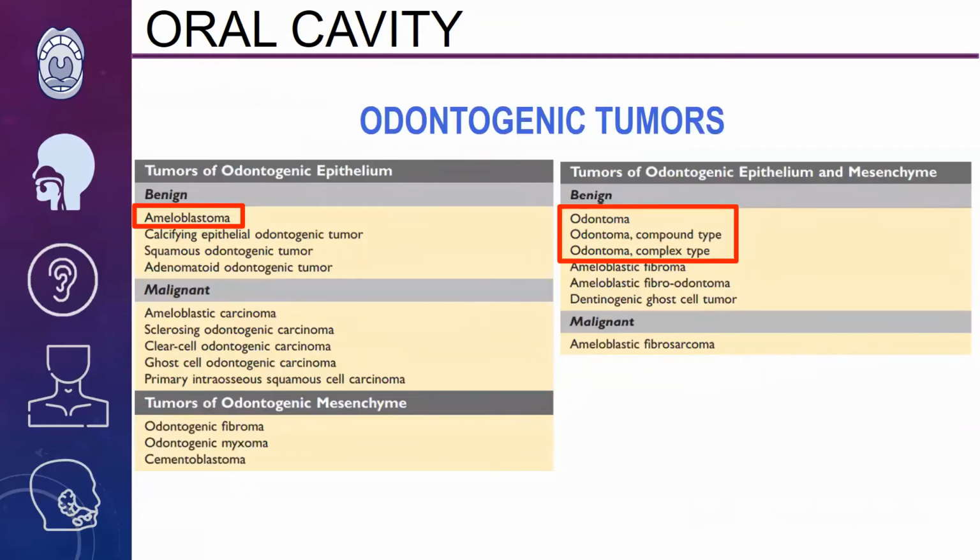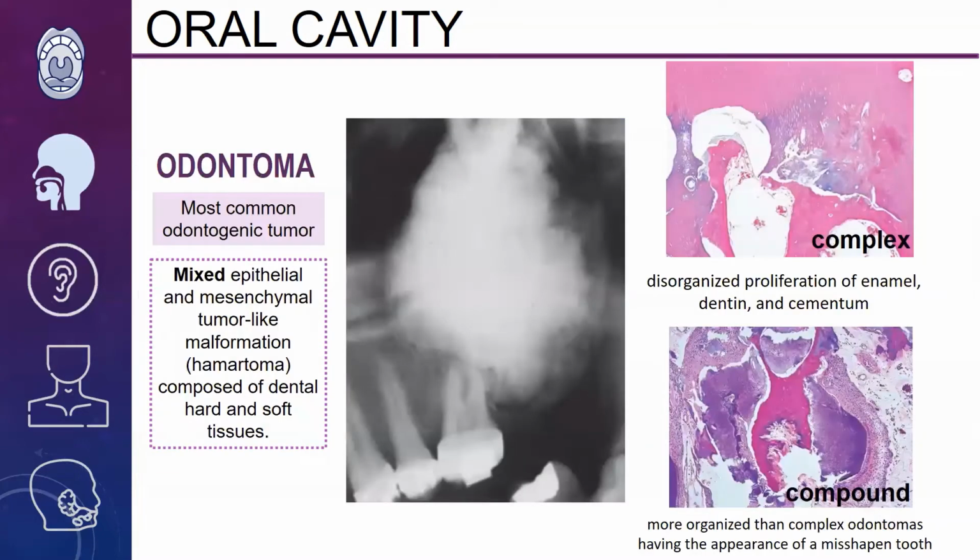In the interest of time, the only two most common and clinically significant tumors, which are odontoma and ameloblastoma, will be discussed. Odontoma is the most common odontogenic tumor. It is a mixed epithelial and mesenchymal tumor-like malformation we term a hamartoma, which is composed of dental hard and soft tissues. Odontomas are defined as odontogenic tumors featuring production of calcified parts of teeth.